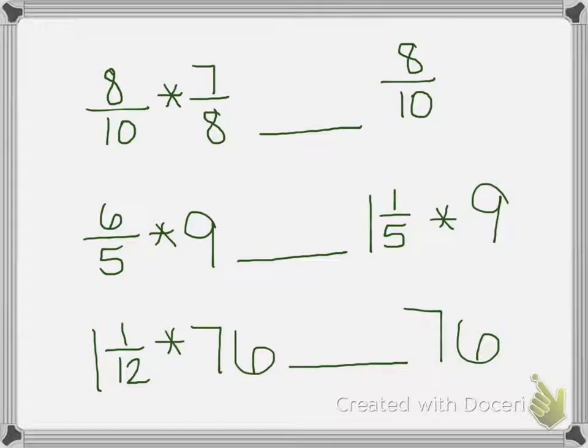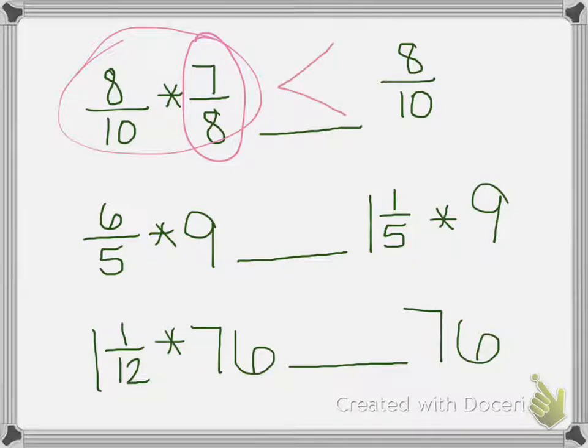Number 1 says fill in the blanks with less than, greater than, or equal to make the number sentences true. So if you look at number 1, you have 8/10 times 7/8, and then we have 8/10. Since right here we're taking a fraction of 8/10, a fraction is less than 1, this answer is going to get smaller. So since 8/10 will get smaller, this is less than.